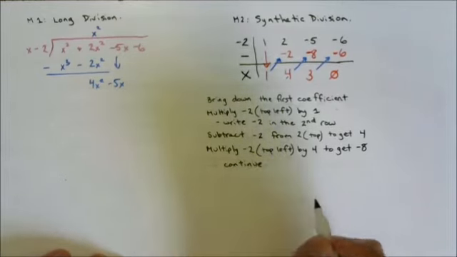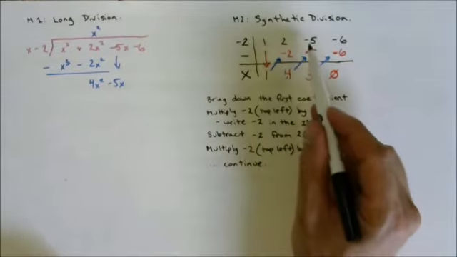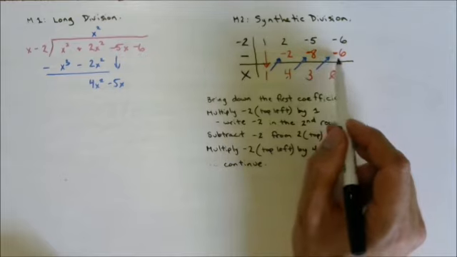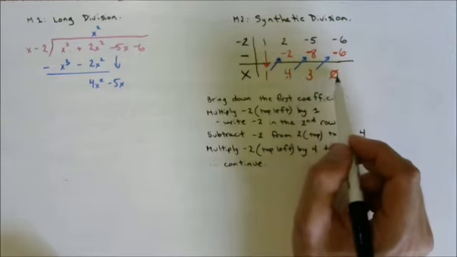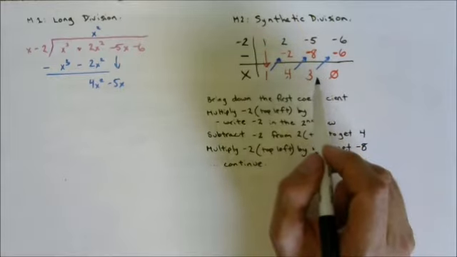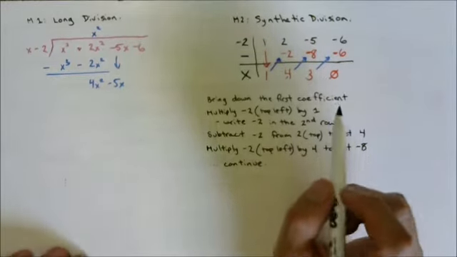Continue. If you can do that, you can do it again, right? Negative 5 minus negative 8, 3. Multiply by negative 2, negative 6. Subtract, 0. Okay? Now is the next part that we need to pay attention to and understand.